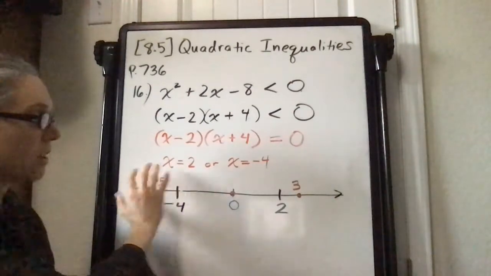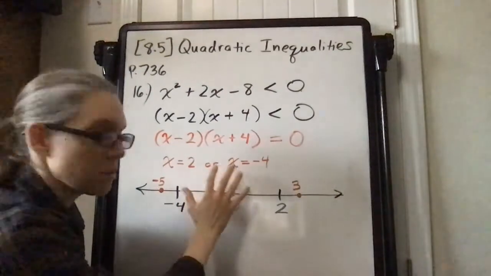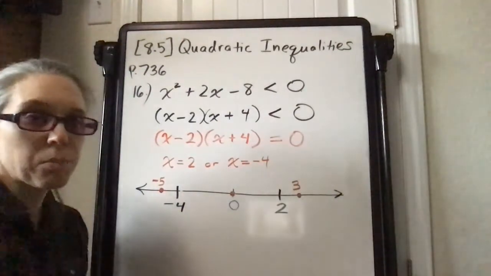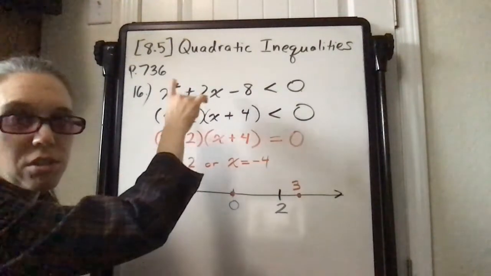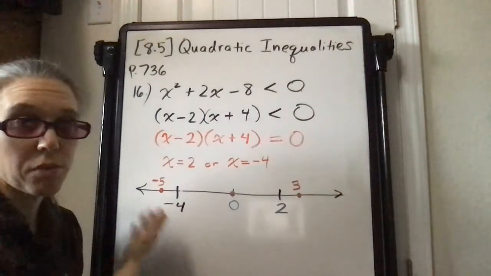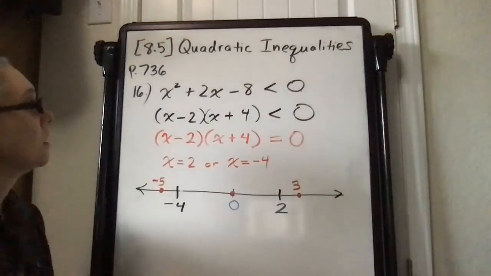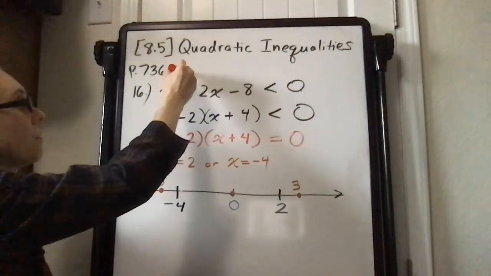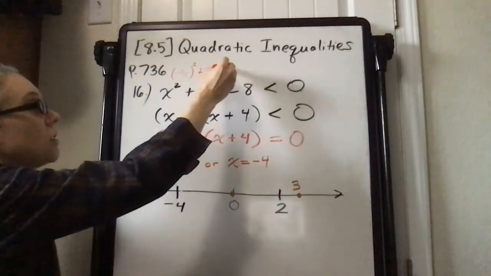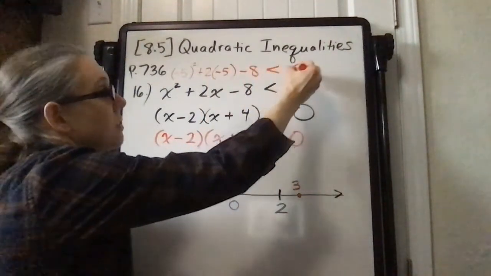So now each region has a representative value. For the region over here, -5. For this region right here, 0. And then this region over here is 3. And we're going to plug these into the original quadratic inequality and see if we get a true statement or a false statement. So if you plug in -5 up here, what do you end up with? You have -5 squared plus 2 times -5 minus 8 less than 0.